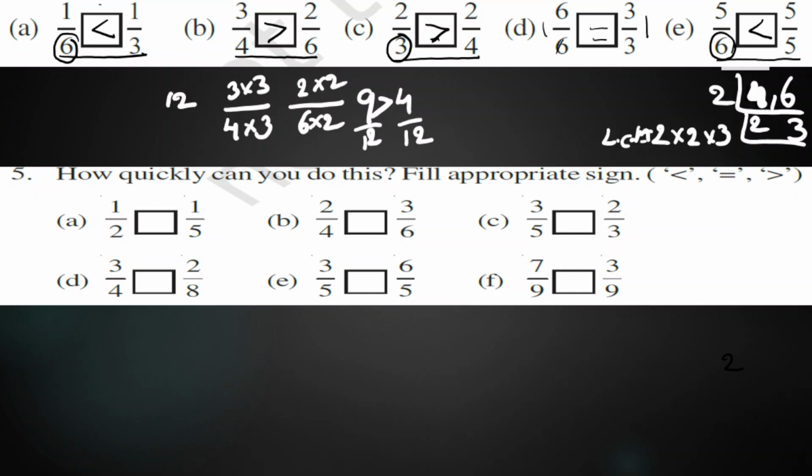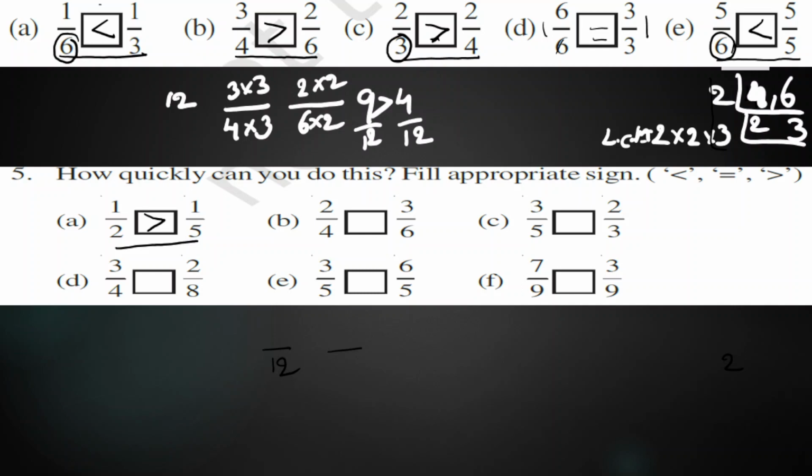How quickly can you do this? Fill appropriate sign. Here these are the unlike fractions with same numerator. Here smaller denominator is greater. So 1 by 2 is greater than 1 by 5. And here these are the unlike fractions. So let me take the LCM of 4 and 6, which is 12. Let me write the fractions.